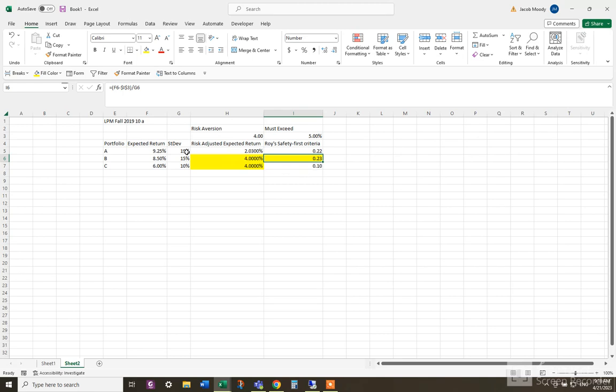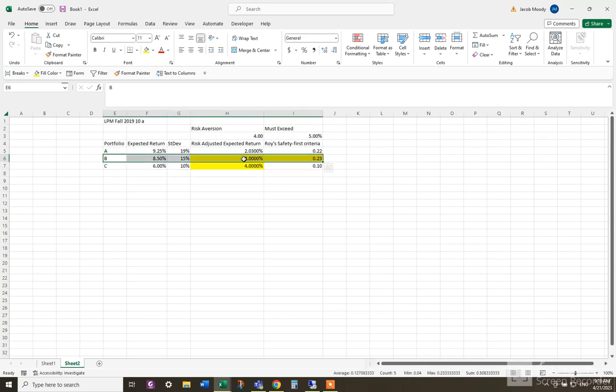These are really high standard deviations, so that's why the values are pretty low here, but we recommend portfolio B. So if using both criteria, you would recommend portfolio B.